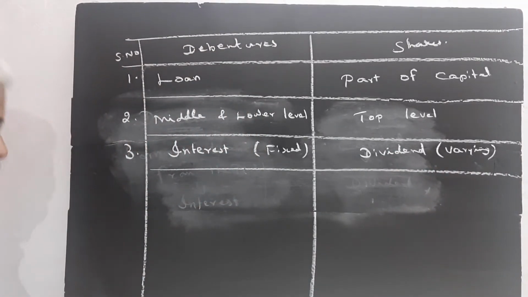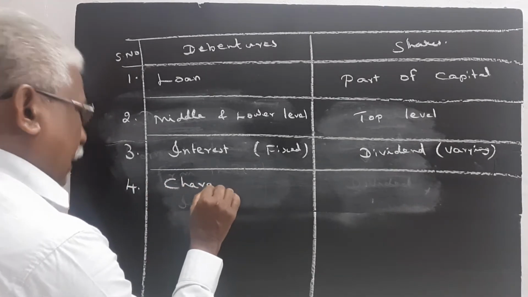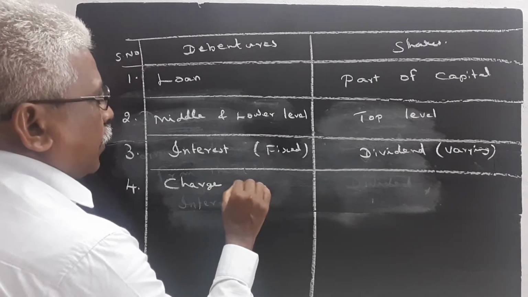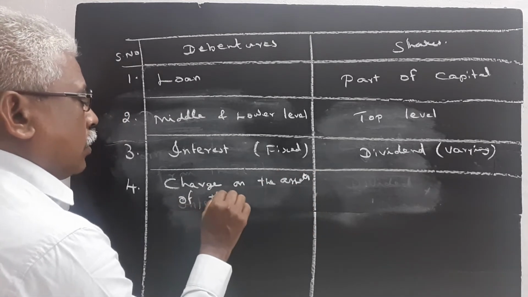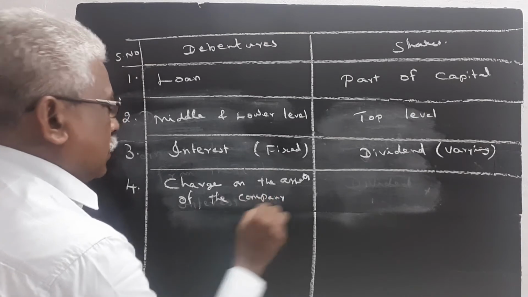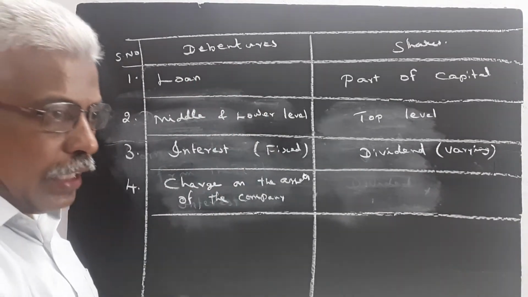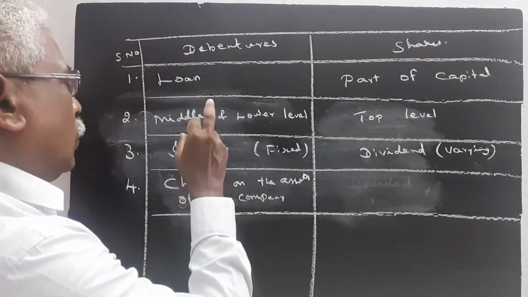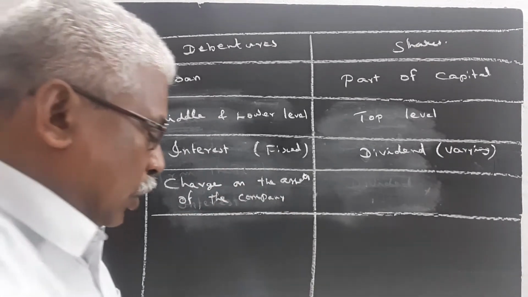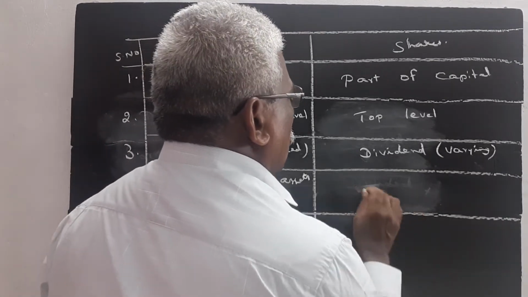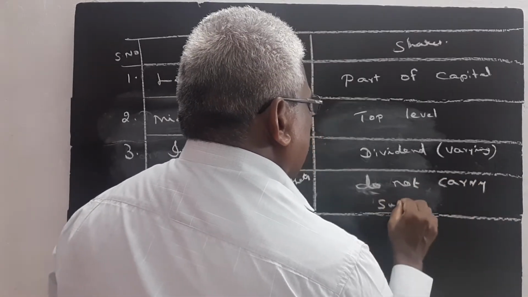Then point number 2, it is a charge. Debentures are generally a charge on the assets of the company. The company's assets are pledged to the debenture holders. The lien is marked for the debenture holders. So normally debenture is a charge on the assets of the company. Shares do not carry such charges.